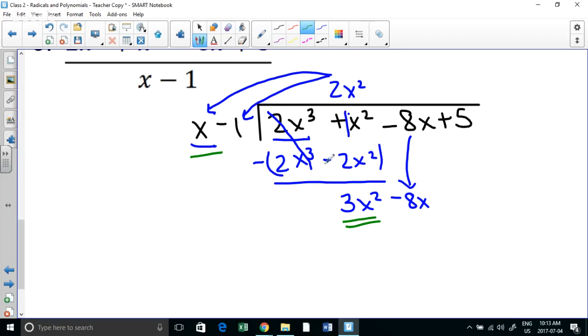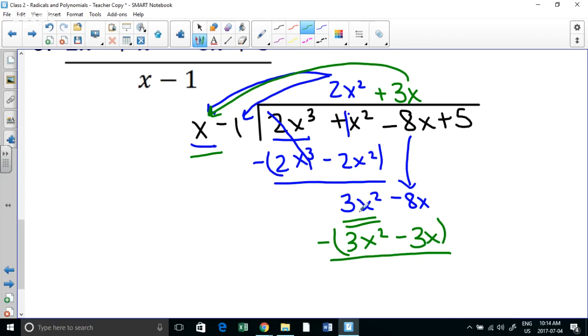Divide this. So 3x squared divided by x gives me 3x, and I line it up with the x term. 3x times x gives me 3x squared. x times negative 1 is negative 3x. Subtract. x squared minus 3x squared, these go away. Negative 8 minus negative 3 means negative 8 plus 3 gives me negative 5x.